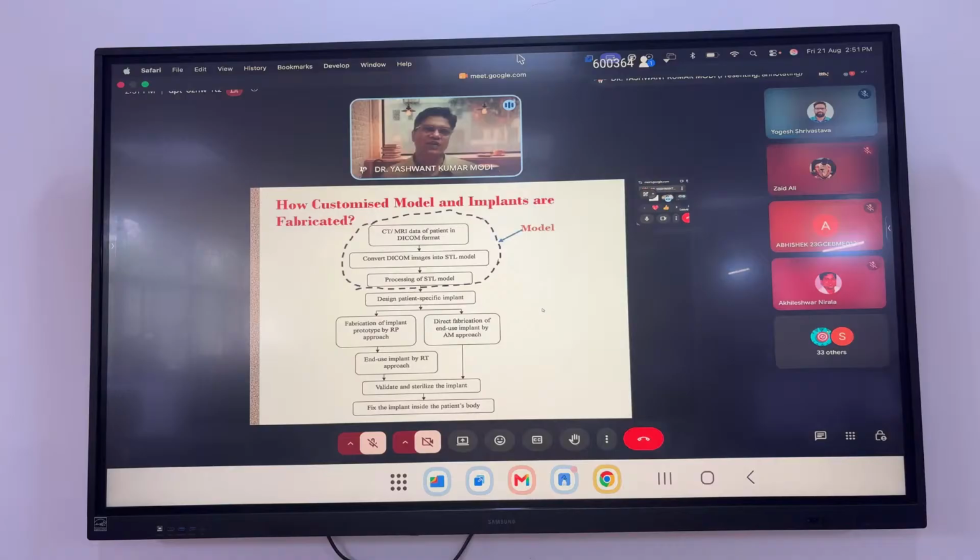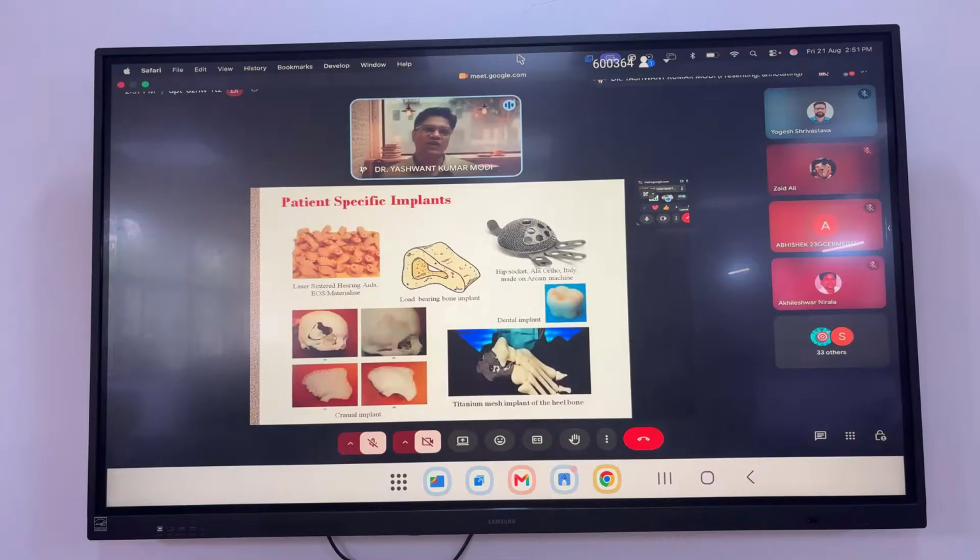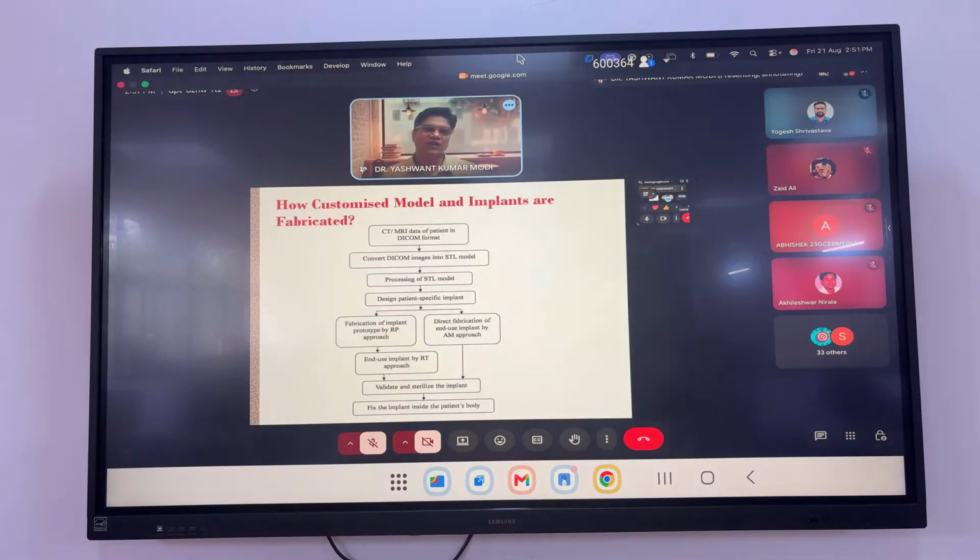At this stage, during conversion from the CT scan data to the CAD model, the role of a radiologist and clinician or doctor is very important, because they will help us identify the exact region of interest. This region of interest is very important.